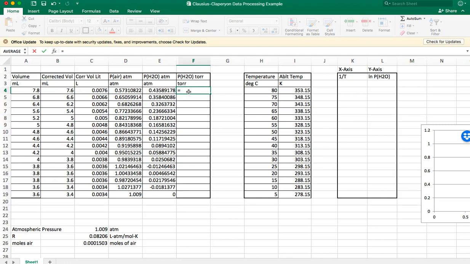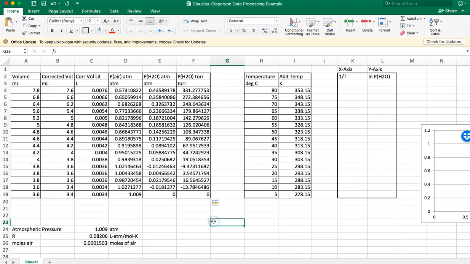According to the lab manual, we need to convert atmospheres to torr. So the way we're going to do that is take our atmospheres and use our conversion factor, so multiply it by 760. And now we're in units of torr.